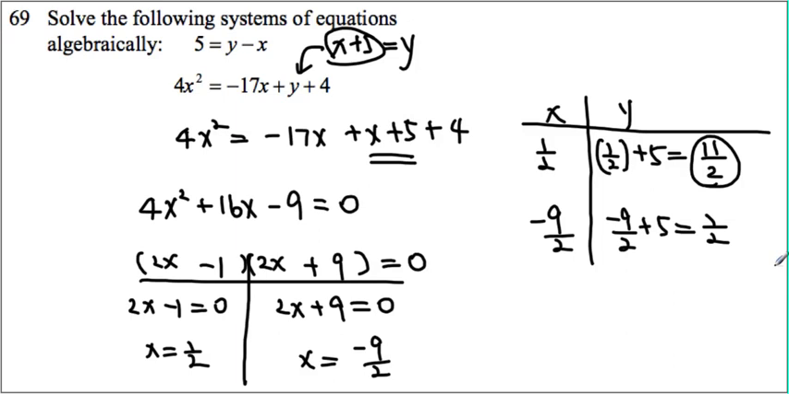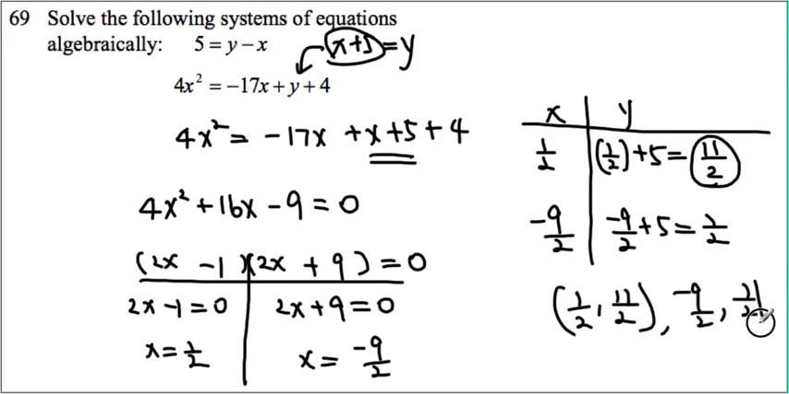So therefore we have two pairs. 1/2 comma 11 over 2 and negative 9 over 2, comma, 1/2. And that becomes our answer.